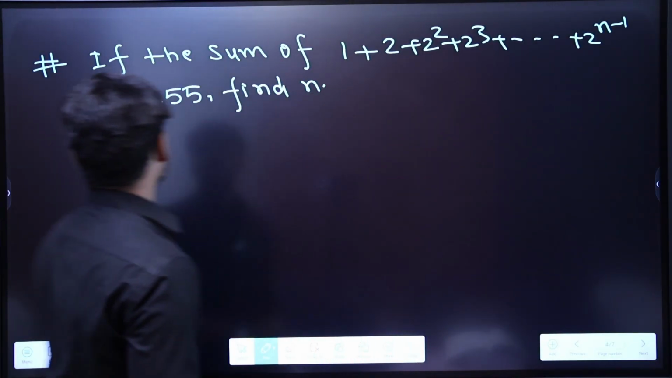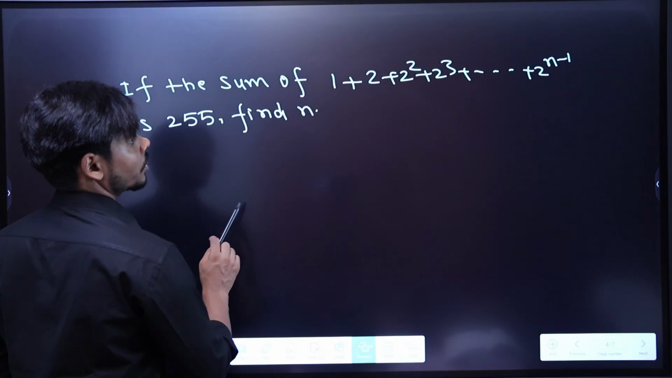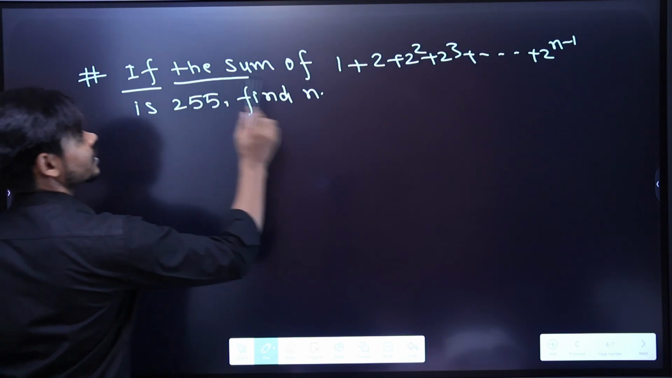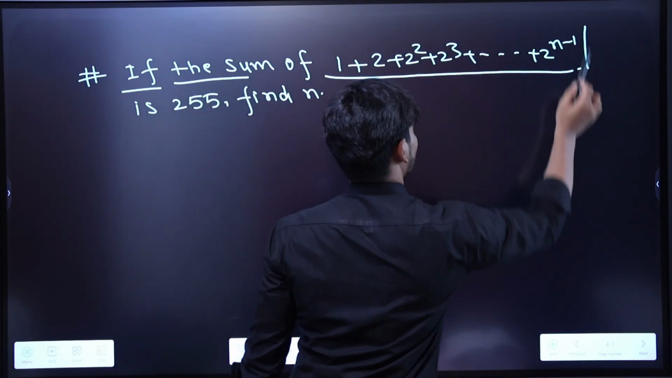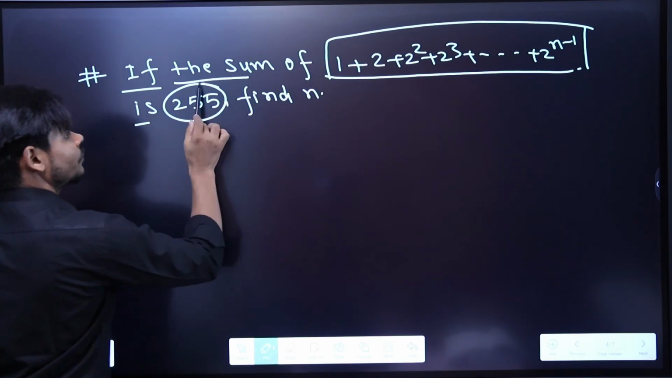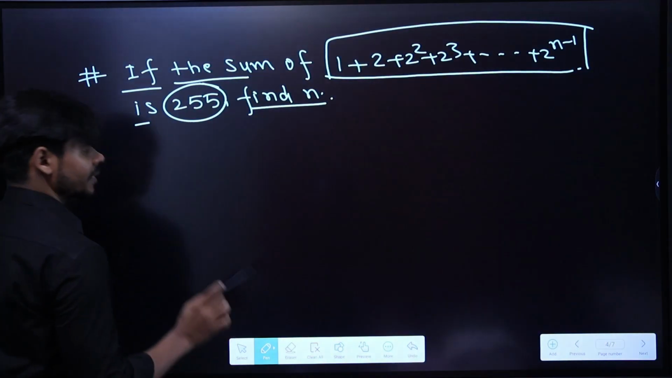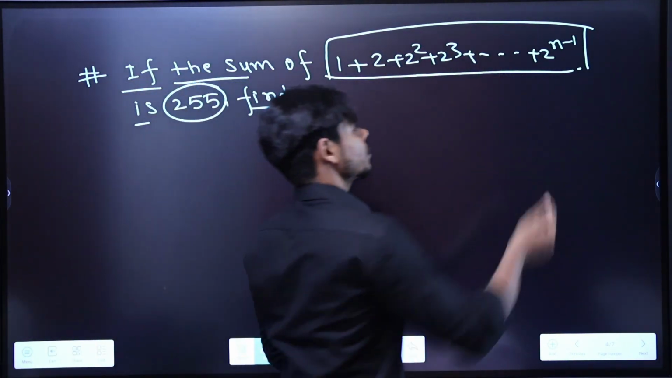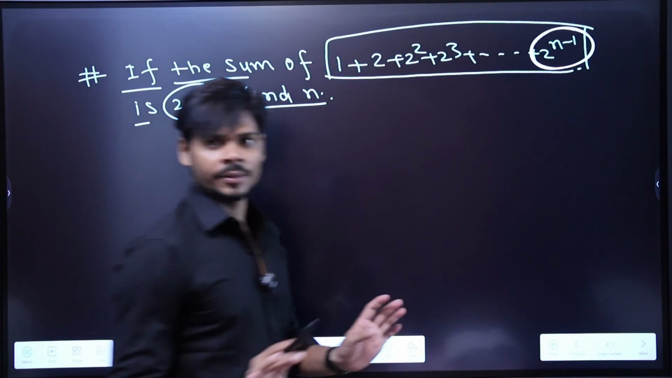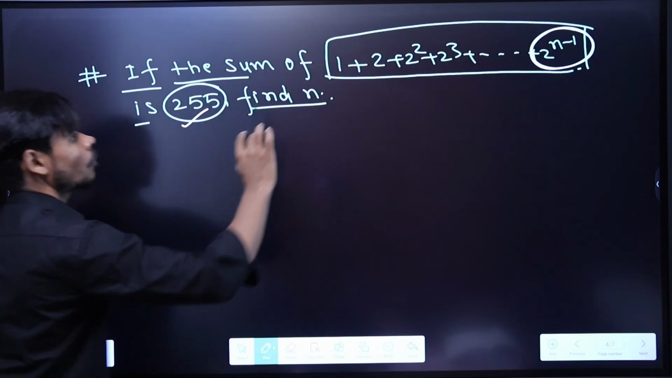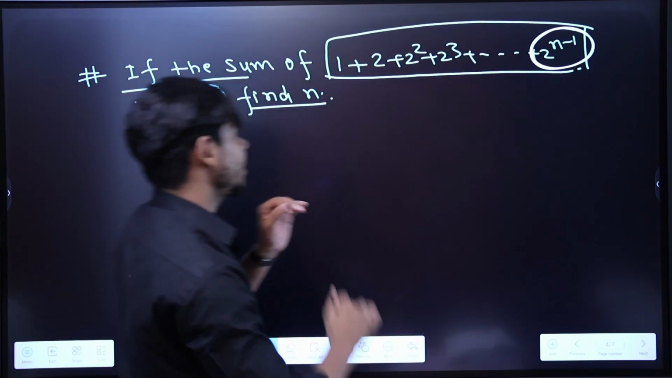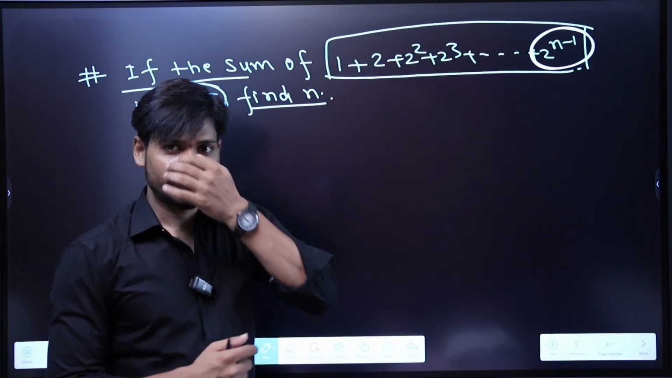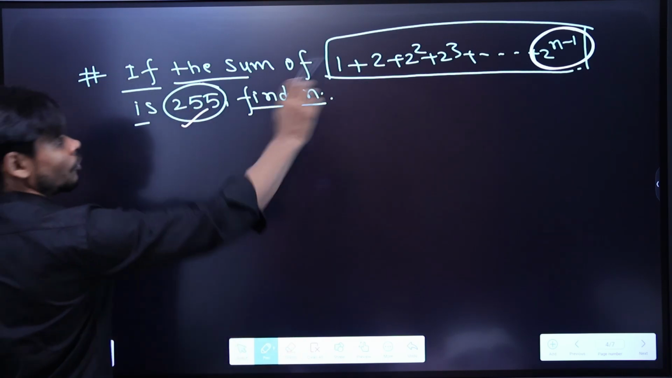Okay, so let's start with the first question for today's session. If the sum of these numbers till this is 255, find n. So basically in this case we are given the sum of n terms, and here n we actually don't know. This one is your last term, and we are also given the summation of all these terms. So let's try to find how many total terms there are in this GP. Then we will be able to find the value of n from here.